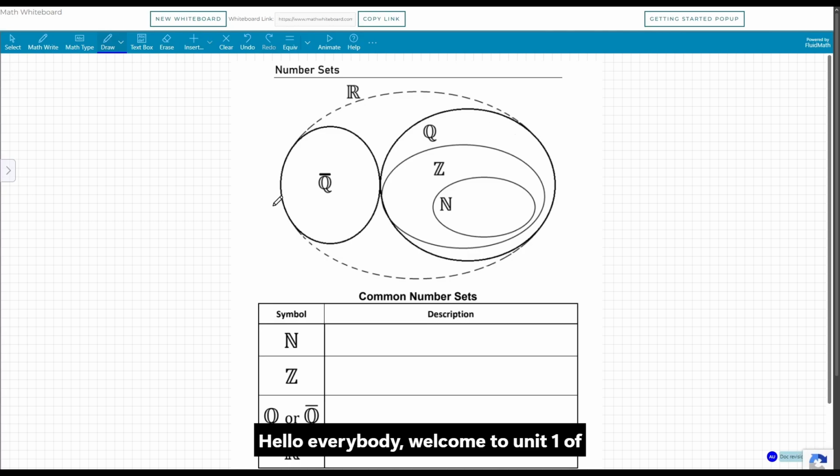Hello everybody, welcome to Unit 1 of Grade 9 Math. Starting with number sets. So, what are number sets?